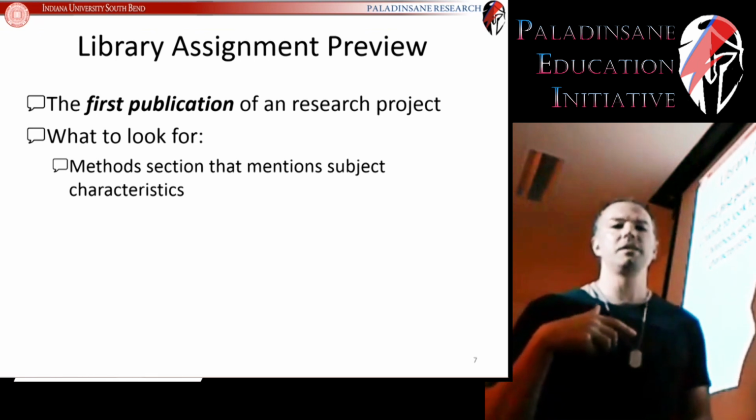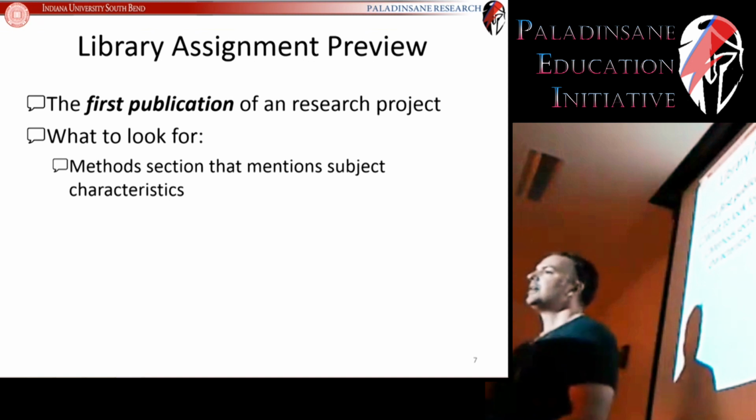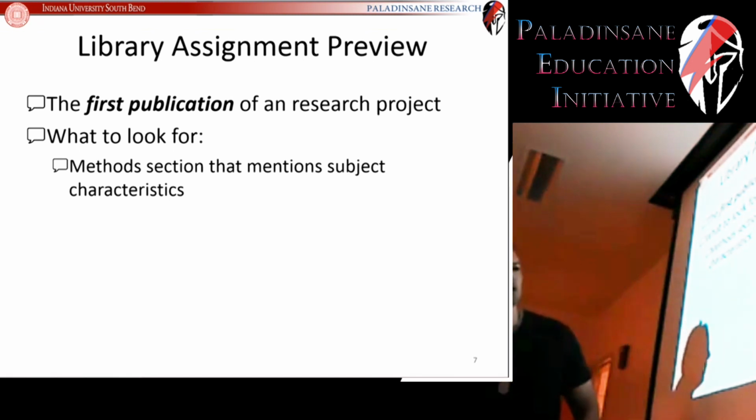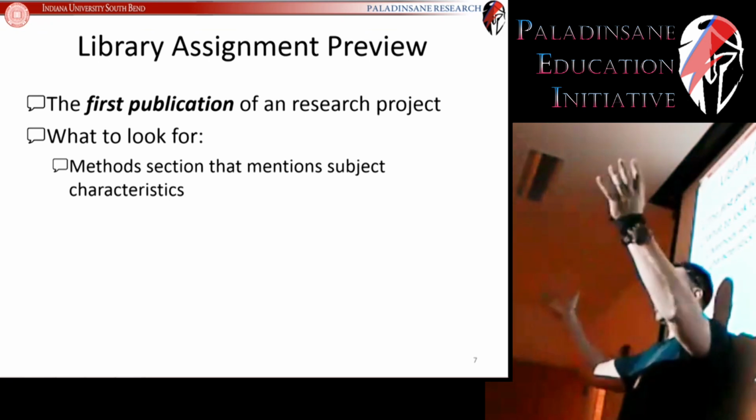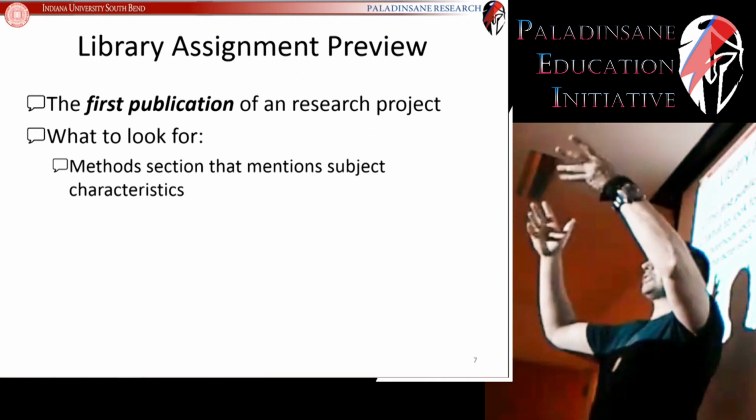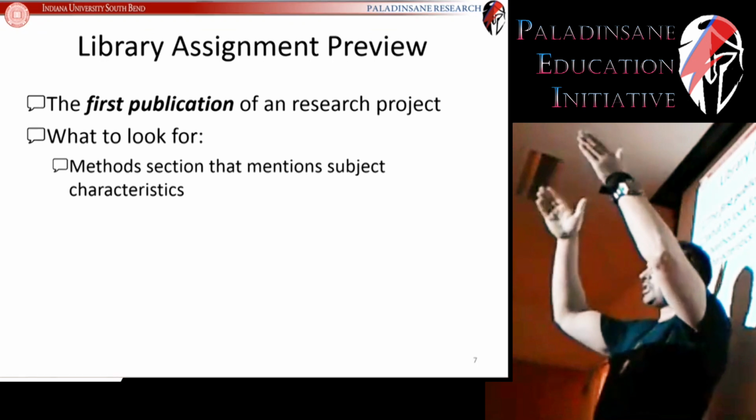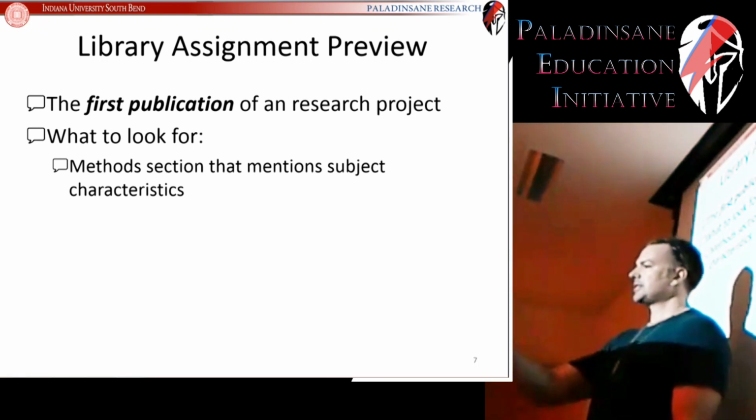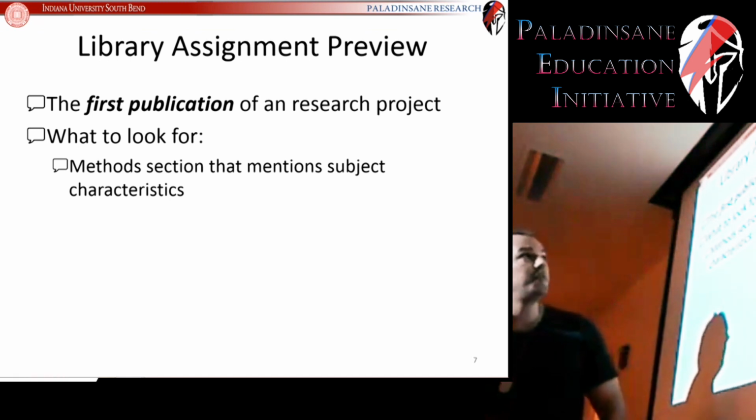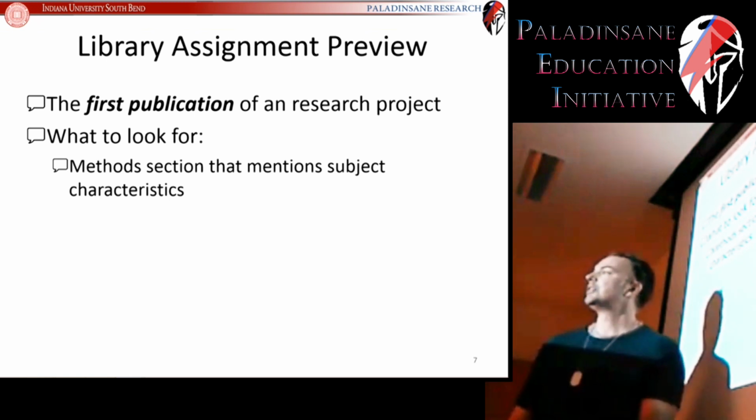So this is what you want to look for. First off, you want to find the methods section, and you want to see a methods section that says something about the subject characteristics. So what you're going to do is open up the PDF. When we go to the library section, they'll show you how to get these articles. You open up the article and you just start scanning. You don't even have to read it. You just start scanning down for the word methods, right in bold, right in the middle of the column. If you don't find the word methods, it's not primary research.